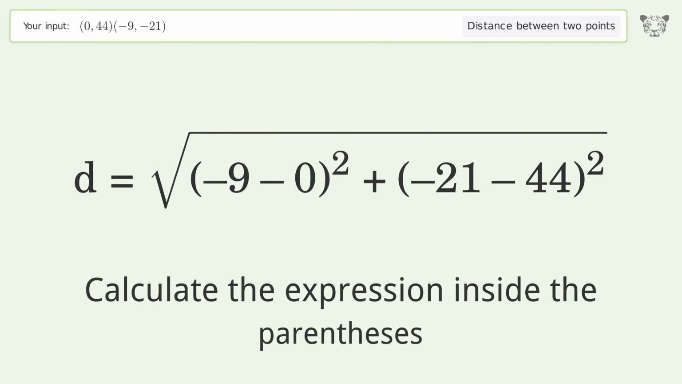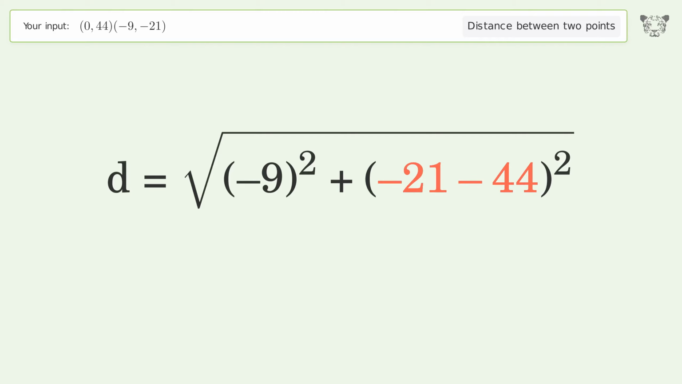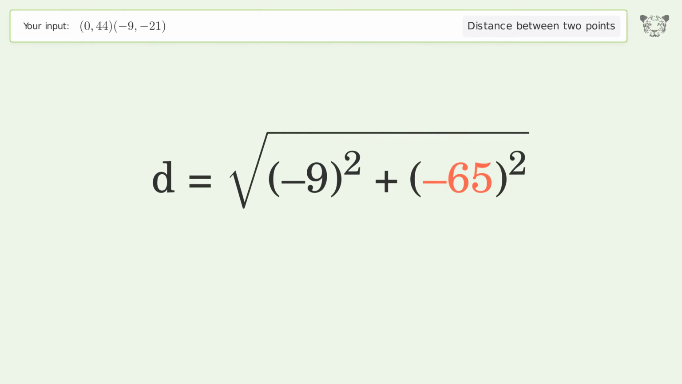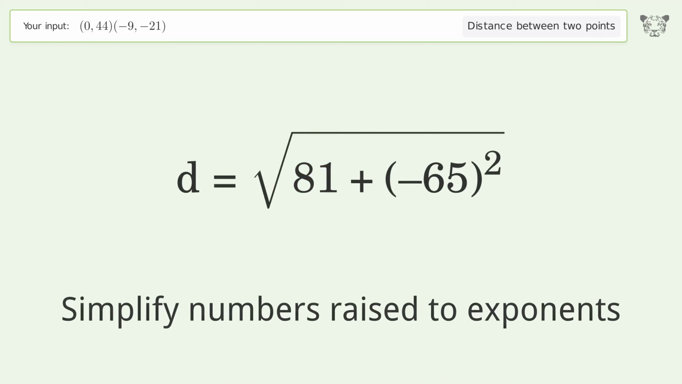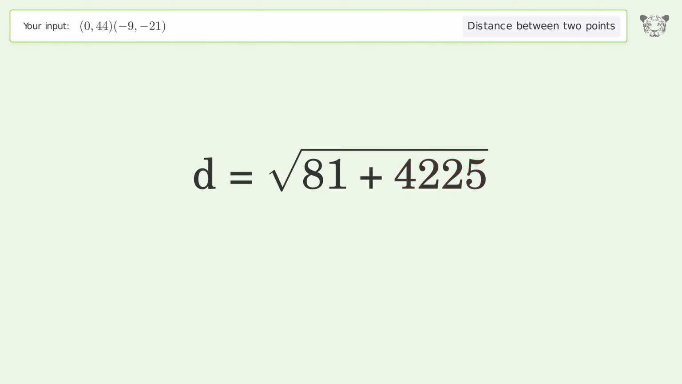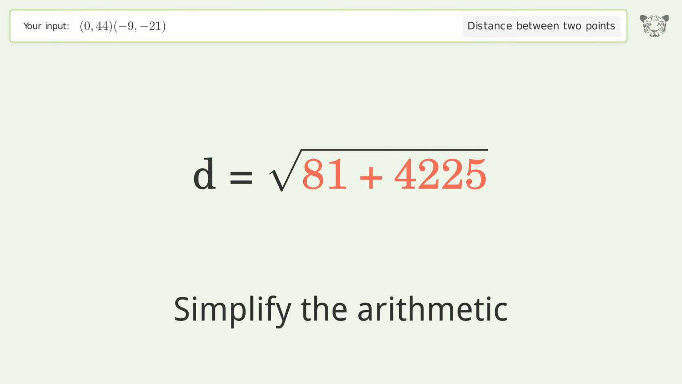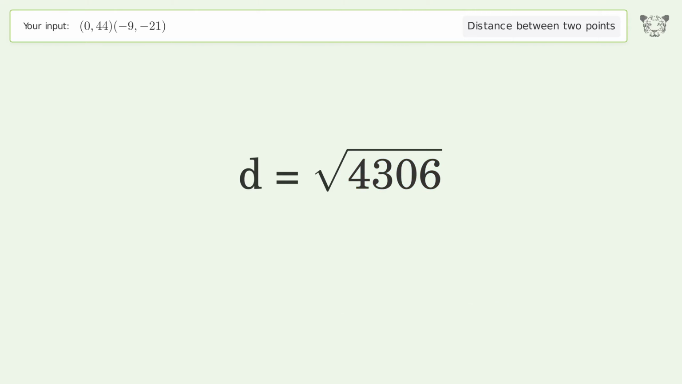Calculate the expression inside the parentheses. Simplify numbers raised to exponents. Simplify the arithmetic. And so the distance between the 2 points is the square root of 4,306, or 65.62.